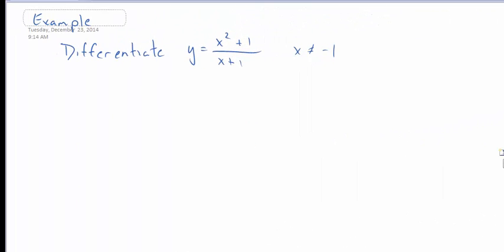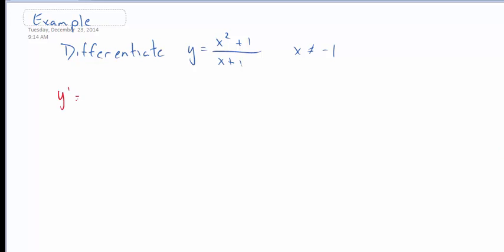So we would like to differentiate this. And you'll probably notice that, wait a minute, we did that in the last section, and we used the product rule. Yeah. Let's go ahead and use the quotient rule to differentiate the same thing.